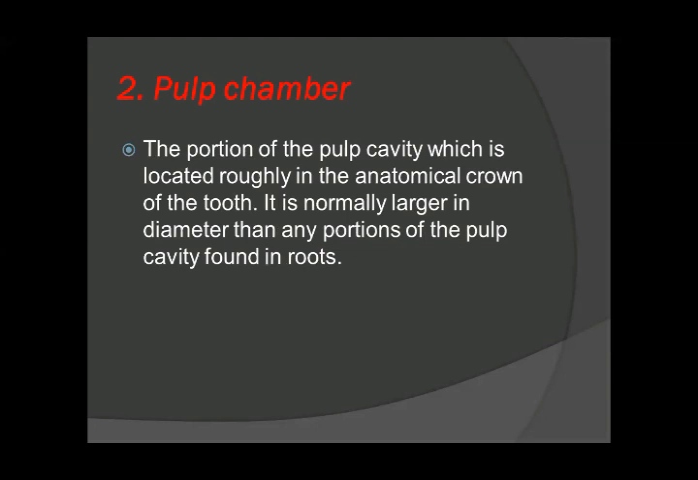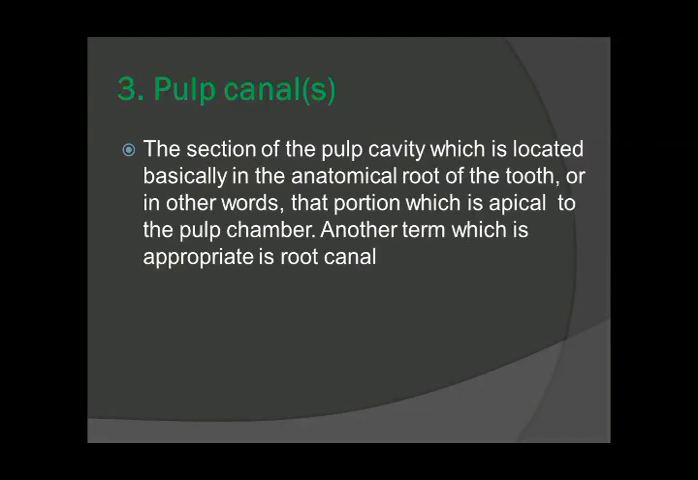Number two, pulp chamber. The portion of the pulp cavity which is located roughly in the anatomical crown of the tooth. It is normally larger in diameter than any portions of the pulp cavity found in roots. Third is the pulp canals. The section of the pulp cavity which is located basically in the anatomical root of the tooth, or in other words, that portion which is apical to the pulp chamber. Another appropriate term is root canal.